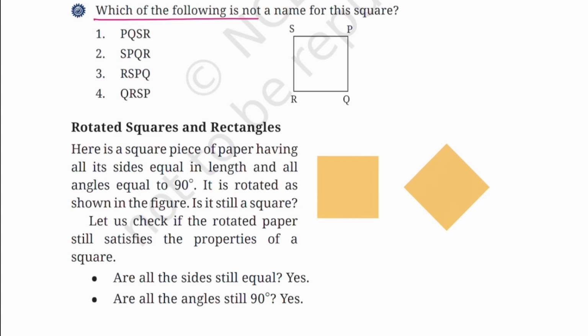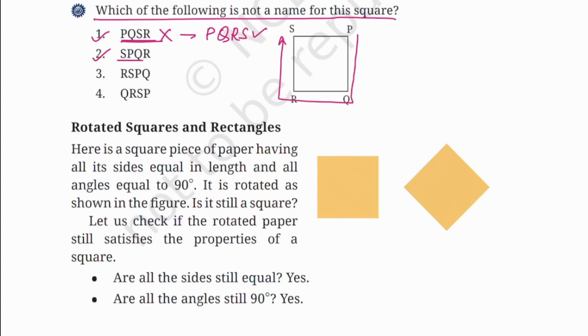Which of the following is not a name for this square? 1. PQSR. PQSR is not in a continuous sequence of corners, so it will not be a name for this square. It should be PQRS. So PQSR is wrong.